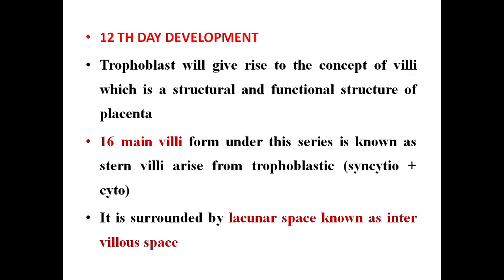And next is the 12th day of development. The trophoblast will give rise to the chorionic villi, which are the structural and functional units of the placenta. So what is the trophoblast? It gives rise to the villi which form the functional and structural layer of the placenta. Next, the main stem villi arise from the trophoblast, with syncytiotrophoblast and cytotrophoblast, surrounded by lacunar spaces known as the intervillous space.